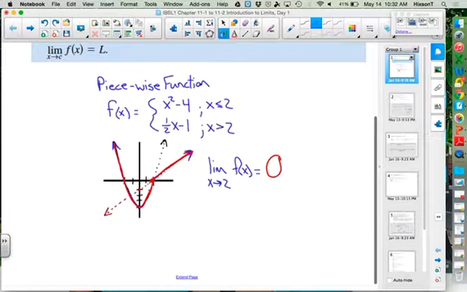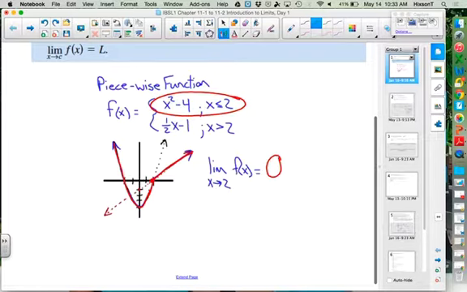Now, in this case, it happens to equal f of 2. All right? One of the things we're going to look at tomorrow is determining when can you just plug the number in and when do you have to use other strategies. Okay? For example, if we plugged in f of 2, that would take us in this part of the piecewise function. 2 squared is 4 minus 4 is 0. And that's what our limit ended up being. Okay? That's not always going to be the case. And sometimes our function won't even be defined at the value that we're approaching, as we'll see here in later examples. Okay?